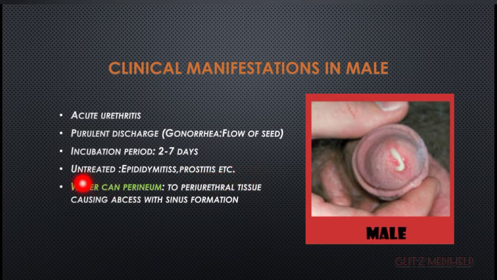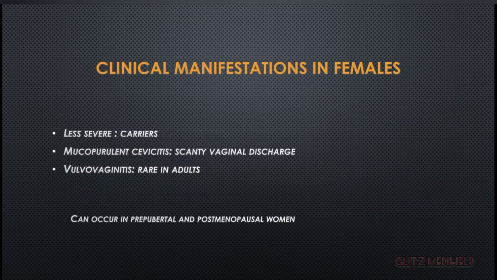Now, the important term we have to remember here is Watering can perineum. The infection may sometimes spread to the urethral tissue and periurethral tissue, and cause abscess with sinus. This abscess with sinus formation in the periurethral tissue is called Watering can perineum. Remember Watering can perineum. In females, usually the infection is less severe and they are usually asymptomatic carriers.